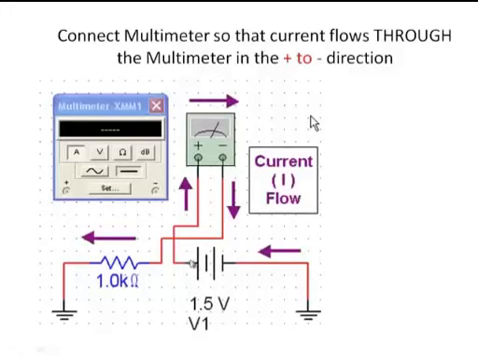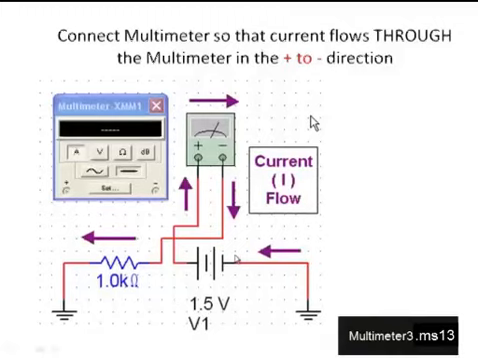If we have the positive terminal of the battery, you can see that the current's going to go up through the positive terminal of the multimeter, through the electronics inside the multimeter, out the negative terminal of the multimeter, and to the right hand side of the resistor, through the resistor, down to ground, back up from ground, and back to the negative terminal of the battery.